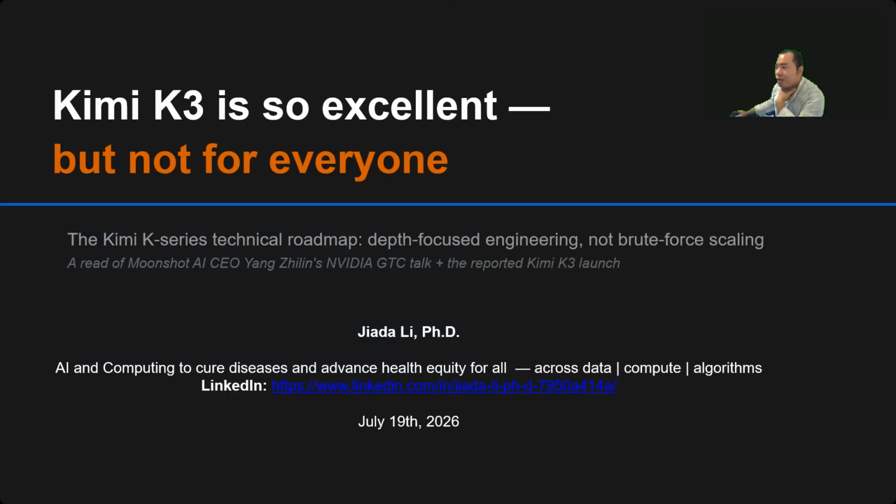Today we will talk about the most recently released model, Kimi K3. As the title states, Kimi K3 is an exceptional and excellent large model with around 2.8 trillion parameters and over 1 million token context window. But I don't think this is generally made for everyone. So why? Over the next 20 minutes, I will explain why Kimi K3 is not for everyone.